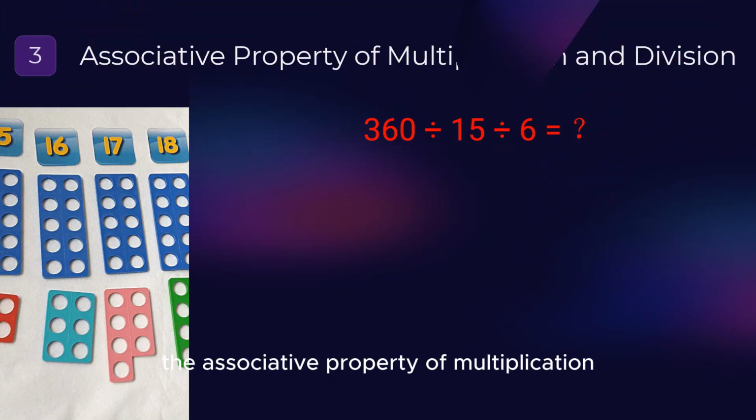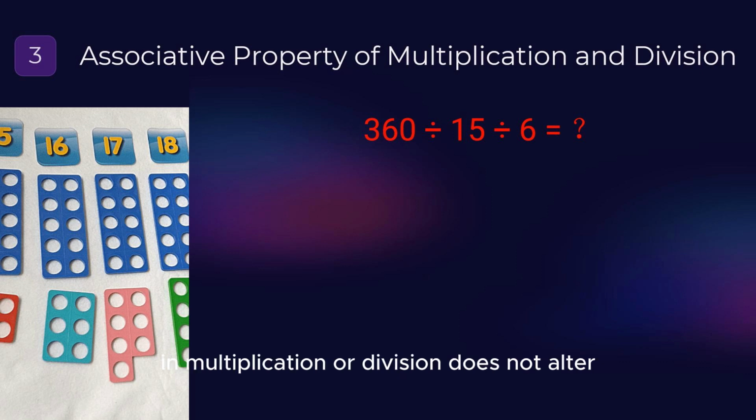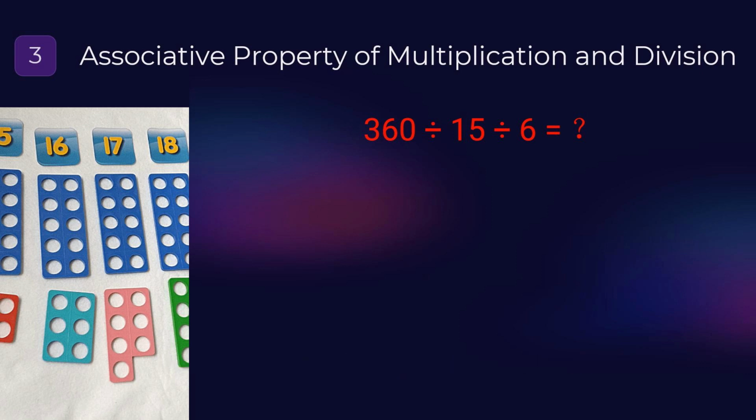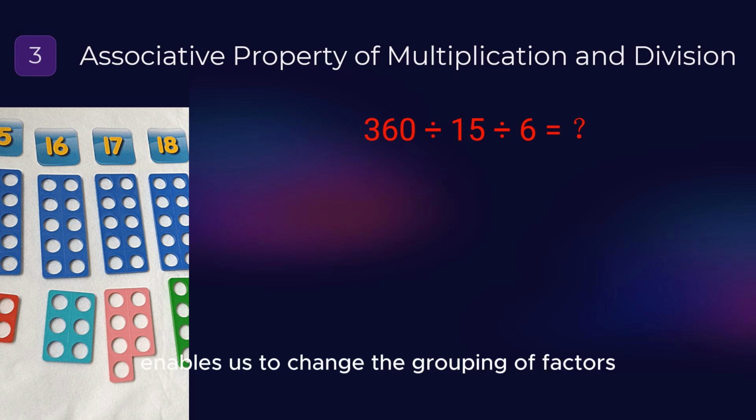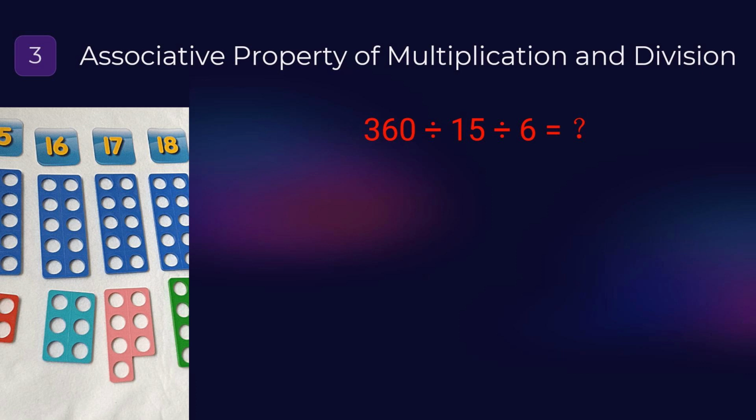The associative property of multiplication and division is a foundational concept in mathematics that explains how the grouping of factors in multiplication or division does not alter the final result. Let's apply the associative property method to solve the problem 360 divided by 15 divided by 6. This property enables us to change the grouping of factors when dealing with 3 or more numbers.